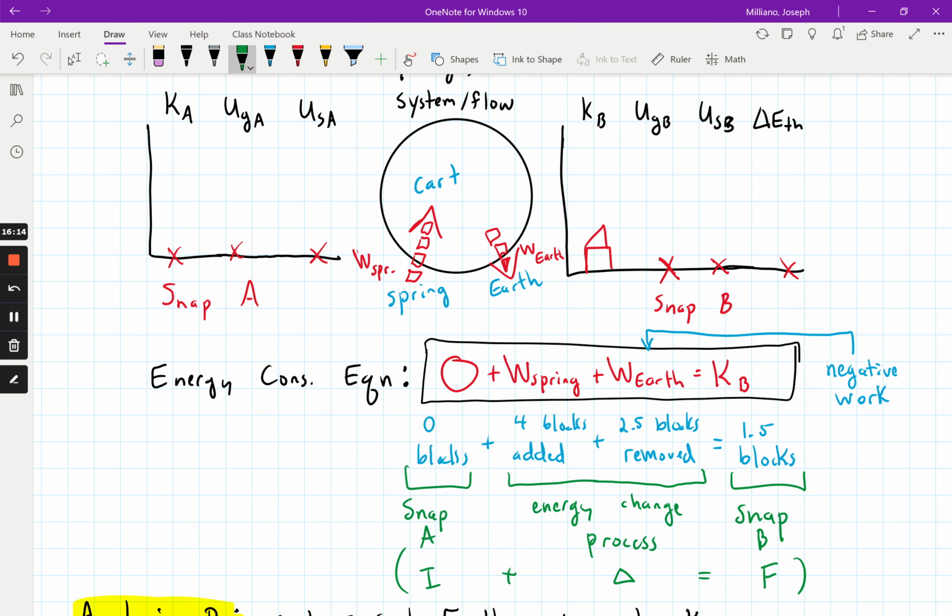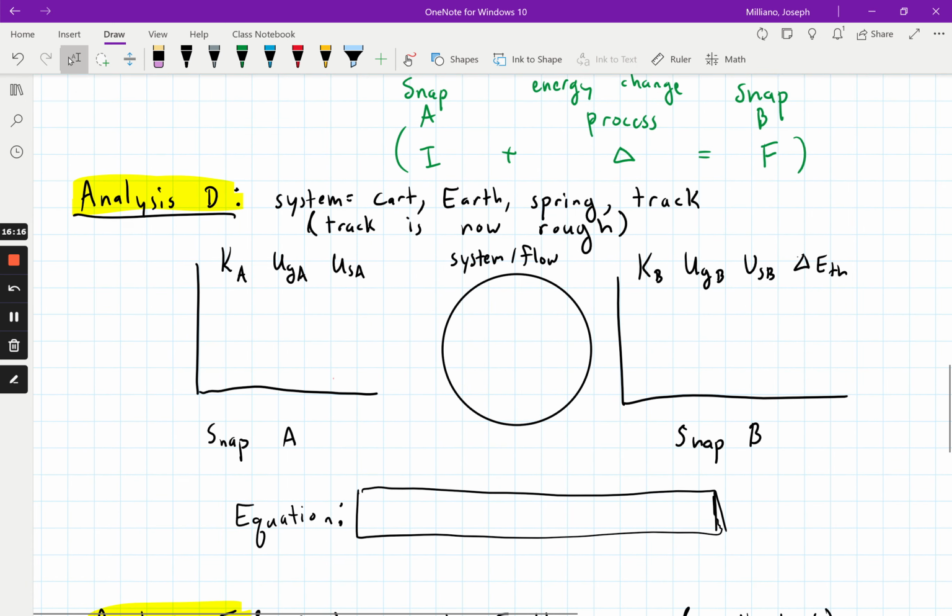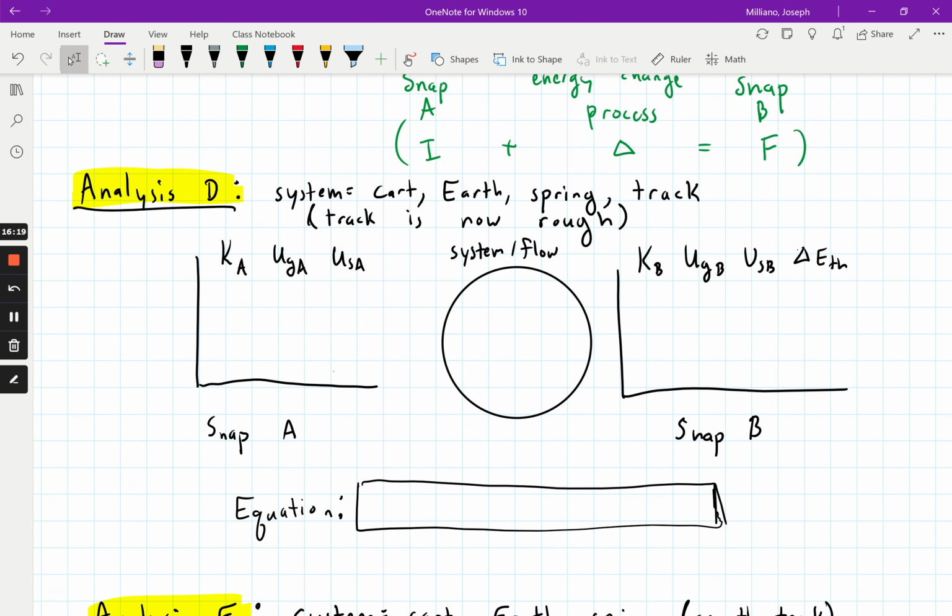All right, folks, let's look at analysis D. 2 more of these to go. The system is the cart, the earth, the spring, and the track is now rough. So I want to talk about what that changes. You can probably guess. Cart, earth, track, and spring are all a part of the system.